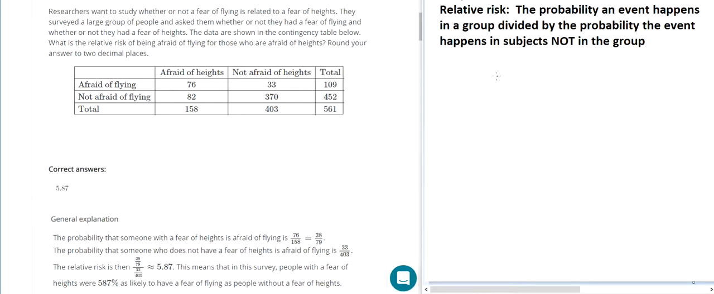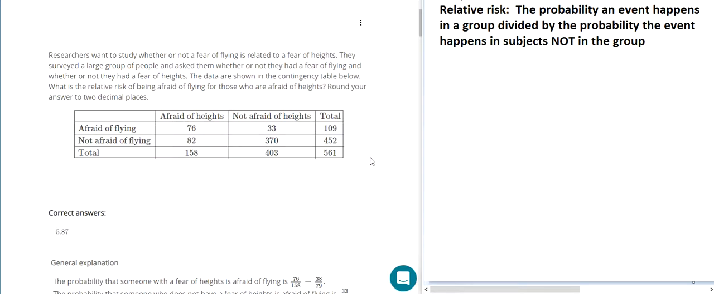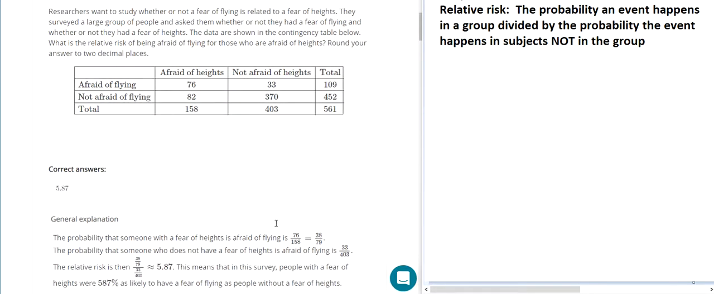Okay, you can pause and read through this word problem in case you haven't had a chance to yet. And then I think I've got Newton's explanation down here too, but trying to break it down in less mathy terms here. Relative risk is the probability that an event's going to happen within a stated group of people, divided by the probability that that same event happens outside of that group of people.